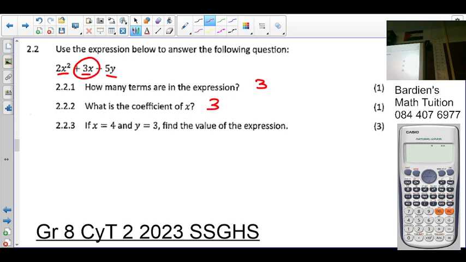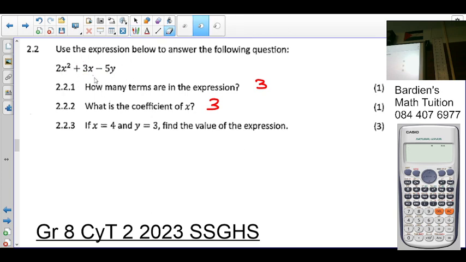3. If they had asked you for x squared, it would have been 2. If they had asked you for y, it would have been minus 5. Remember that the sign is part of the term. If it's for y, it's minus 5, not just 5. If x is equal to 4 and y is equal to 3, find the value of the expression.